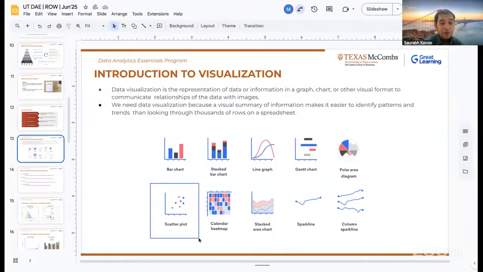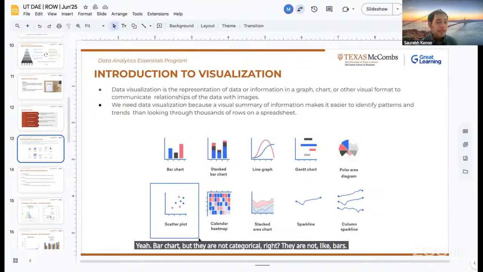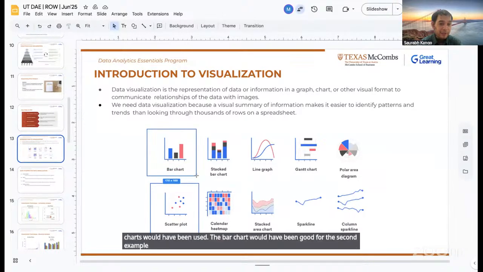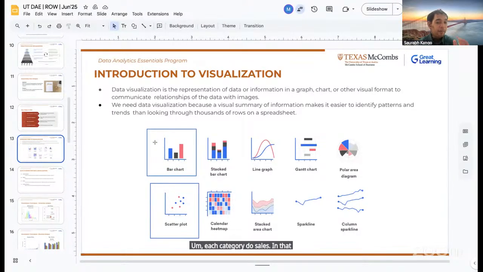Do you think this can also tell us a very good insight? Yeah. Bar chart, but they are not categorical, right? They are not like bars. Temperature and sales. So in that case, this scatter plot would have been a good option. Okay. So we need to learn different charts for different examples. What charts would have been used? The bar chart would have been good for the second example, gender to sales, age category to sales. In that case, the bar chart would have been the best chart.